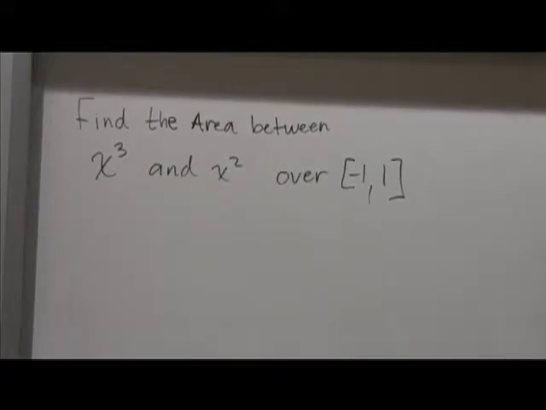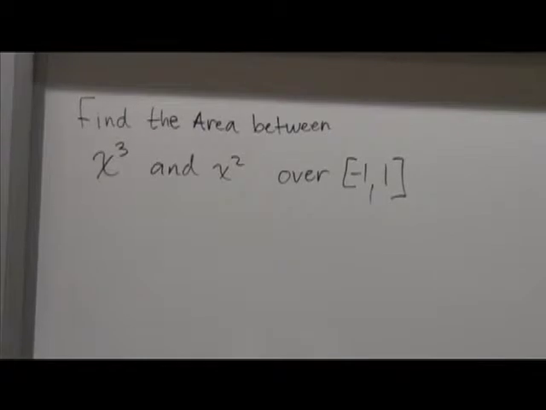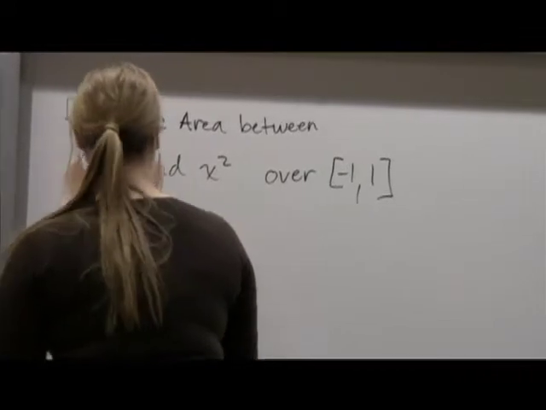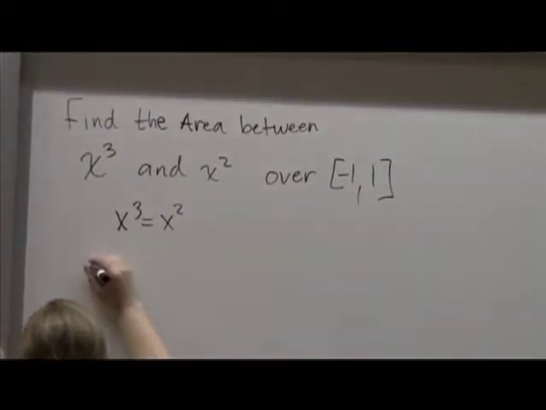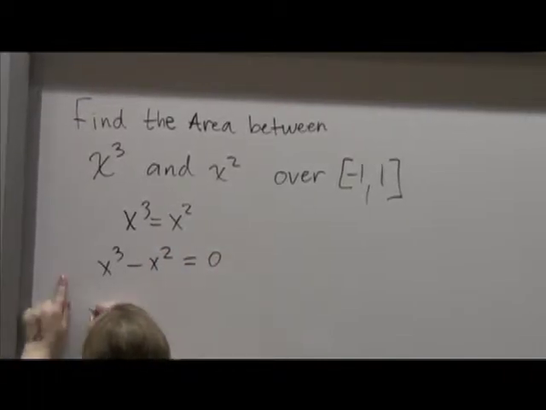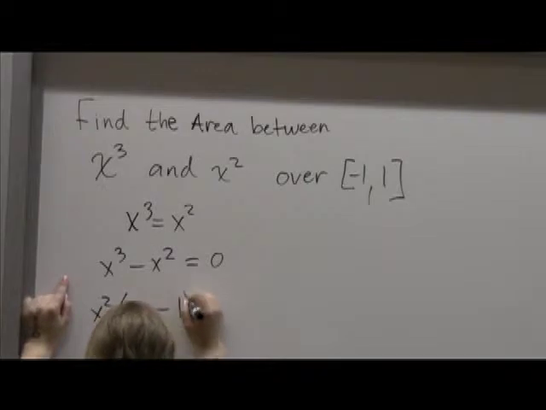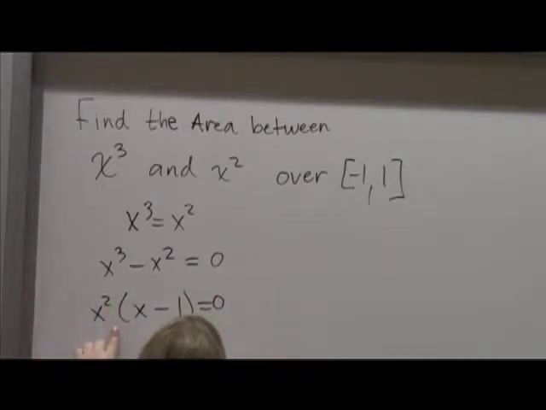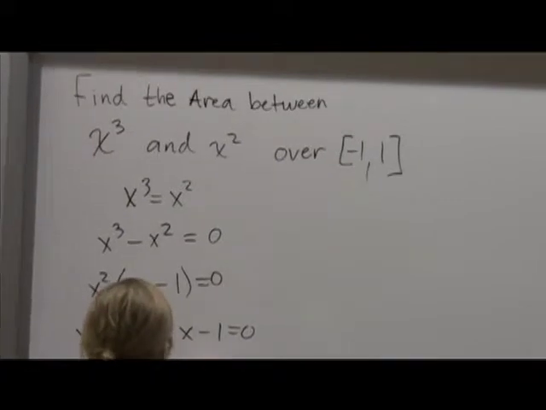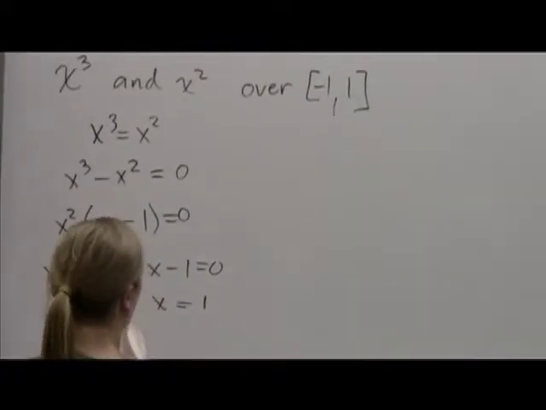Whenever it tells me to find the area between the curves, I always set the curves equal to each other to see where they cross. I don't need to know what the graph looks like, I just need to know where they cross. So, if x cubed equals x squared, I subtract them all to this side. x cubed minus x squared equals 0. I'm going to factor an x squared out: x squared times (x minus 1) equals 0. Then I set each part equal to 0: x squared equals 0, x minus 1 equals 0. So I get x equals 0 and x equals 1. Those are the places they cross.